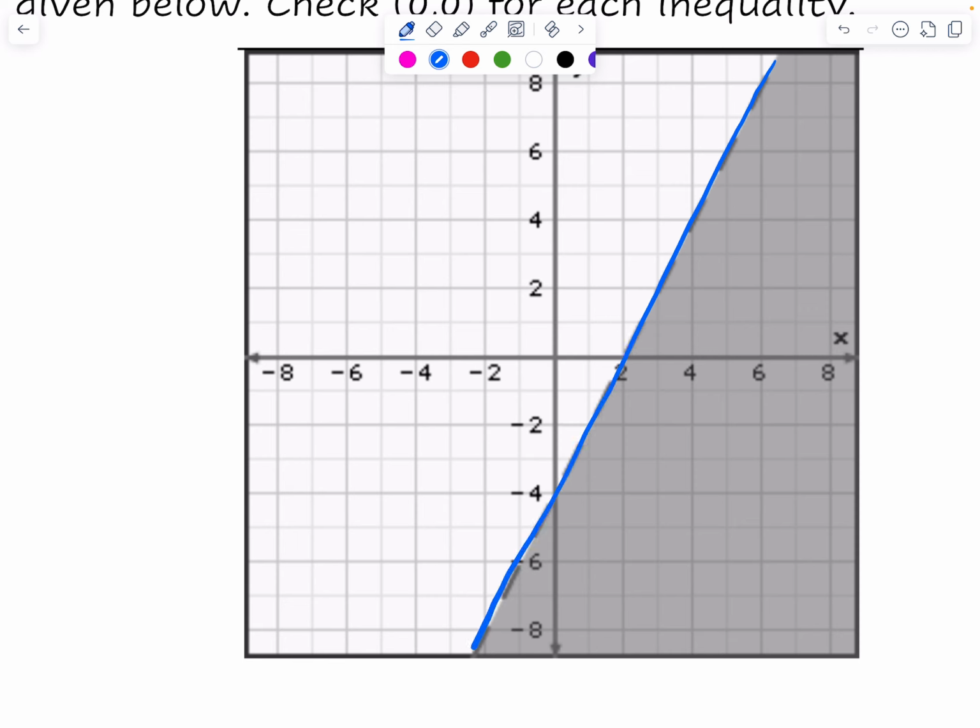Now I'm going to say ignore the shading here for just a second, but on this one here, is it a solid line or a dashed line? This one here is a dashed line. By that I mean it is broken up into smaller chunks here, not a whole solid line, okay?